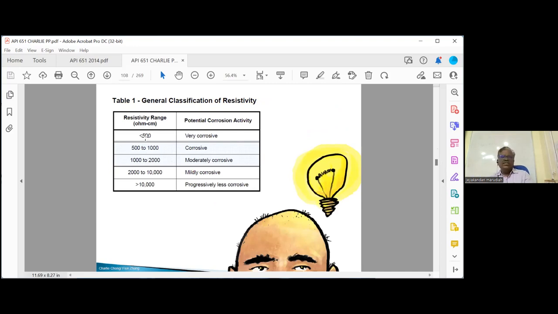Suppose a resistivity less than 500, very low resistivity, it is very corrosive. If it is resistivity 500 to 1000, it is corrosive. 1000 to 2000, moderately corrosive. 2000 to 10,000, mildly corrosive. If the resistivity is more than 10,000, it is less corrosive. So the more the resistivity, the less the corrosivity.